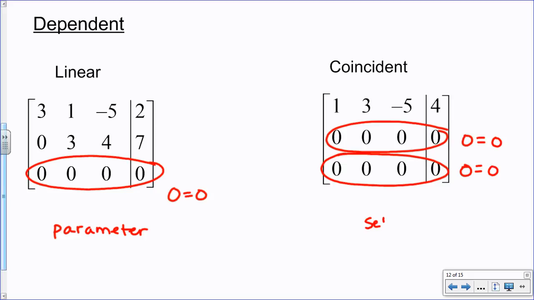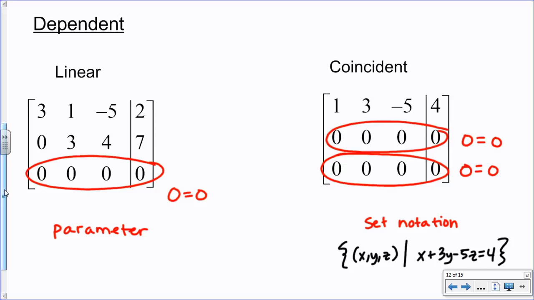You use set notation for this. You use braces for set notation. So x, y, and z, and then such that, use that vertical bar, and then just copy down the first equation. Now you have to put the variables back. So 1x plus 3y minus 5z equals 4. And that's it for the set notation.